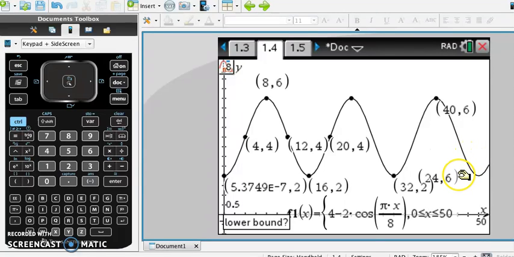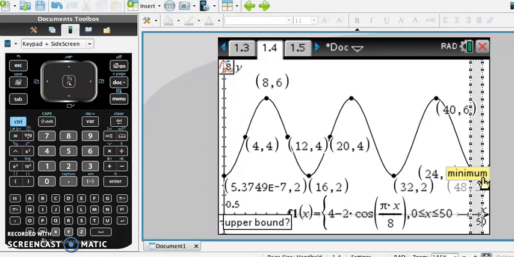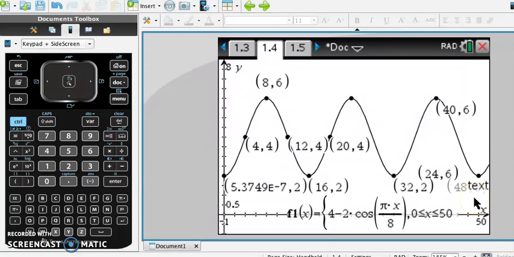Oops, what happened there? There we go, there's our minimum. So we can see that it's going down between 8 and 16. That's going to be 24 to 32 and 40 to 48, which is the period, so that's okay. All right, so that's the period of the time it's going down for. All right, so that's that question.